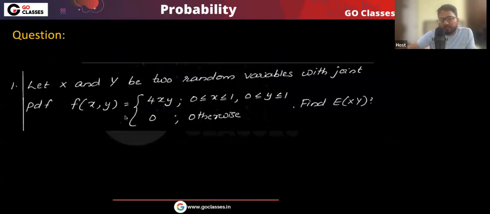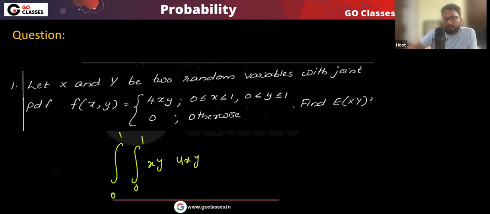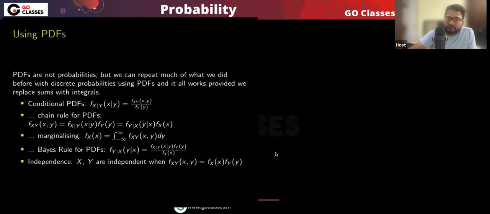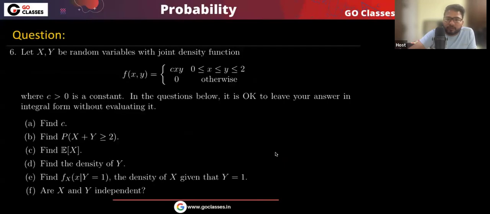Now let's suppose they ask you to find the expectation of exy. So how to do it? I think we have already done this kind of thing. 4xy, this is a double integration from 0 to 1 and then from 0 to 1, right? Is this fine to everyone? This is the law of the unconscious statistician rule, right?